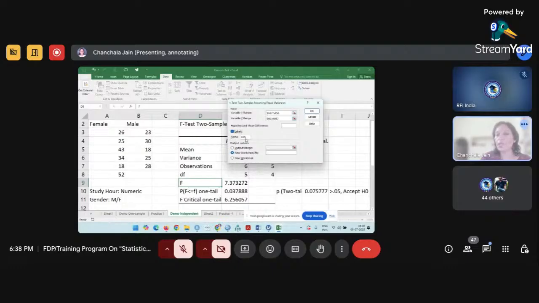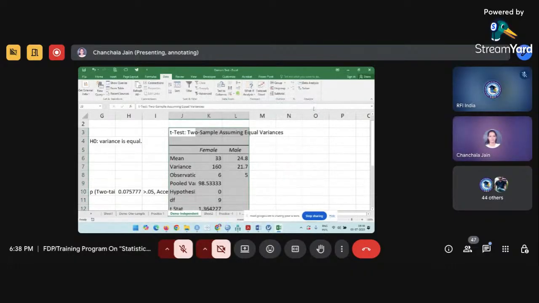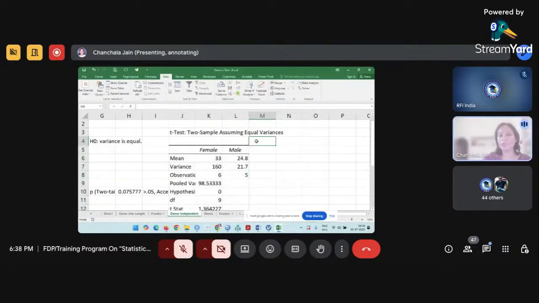I'll go with this. For the output range, I'll come here and select a blank cell from my same sheet. And then I think I can press OK. Tell me, may I go for OK? Please go. Okay, I hope everyone is getting the same output as mine.